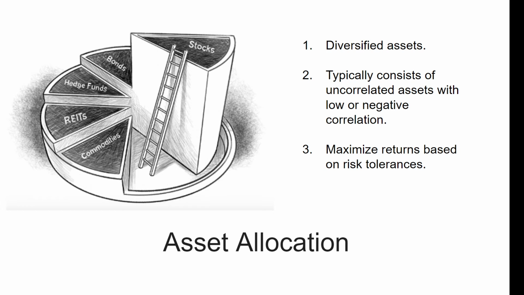So these are the three main characteristics when it comes to asset allocation. You want to be diversified. You want to invest in assets that are uncorrelated with low or negative correlation, and then finally, you want to build a portfolio where the main aim is to maximize returns, right? And with your risk profile taken into consideration.